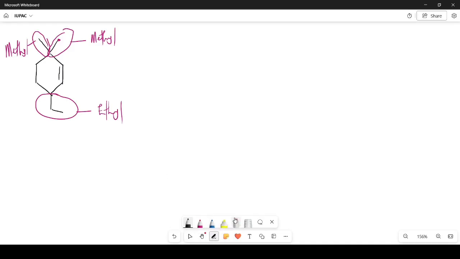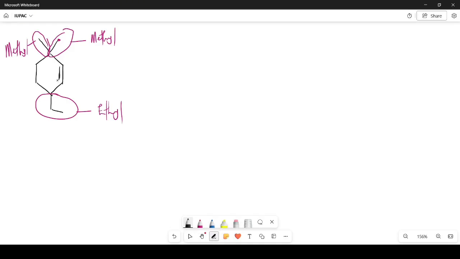Where are you going to start numbering? Sorry, if you want to name, where are you going to start numbering from? You're not going to start from this ethyl. You start from this methyl. Why? Because it has more attachments. But because of this double bond, you give preference. Whenever you are numbering, you give preference to the double bond.